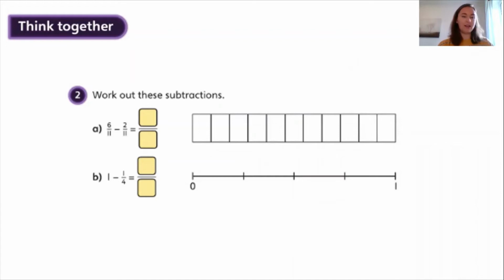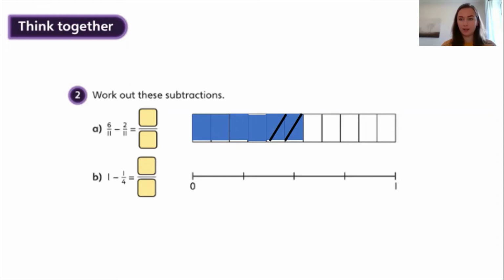Right, so 6 elevenths, take away 2 elevenths. I'm going to use that bar just next to the question to help me work this out. First of all, I have shaded in 6 parts to show the 6 elevenths. Now I need to subtract 2 of those elevenths. There we go, cross them off.